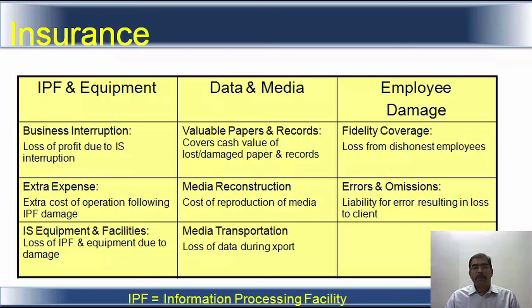IS equipment and facilities, loss of information processing facility and equipment due to damage. Then, under data and media, valuable paper and records are lost. It covers the cash value of lost or damaged paper and records. But you need to actually assign a value and the insurance company has to accept the value. Then the media reconstruction, cost of reproduction of media. Then loss of data during media transport, there will be an insurance for that.